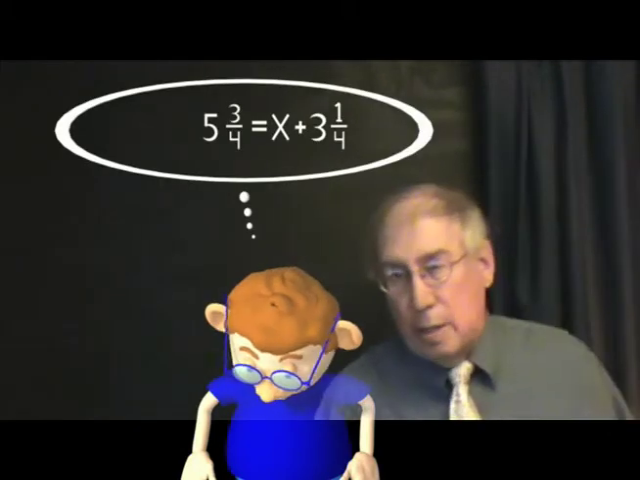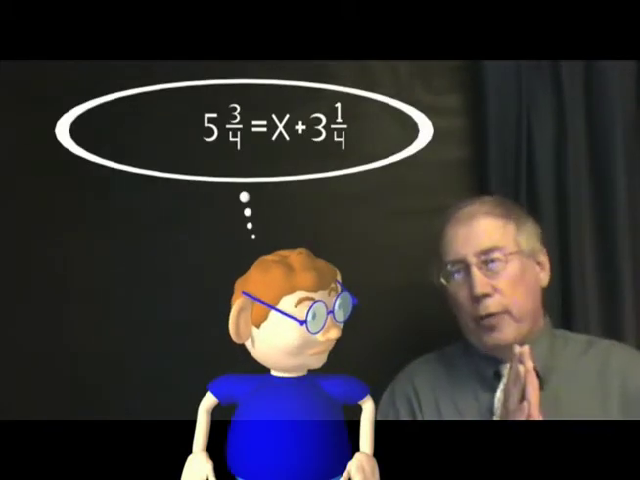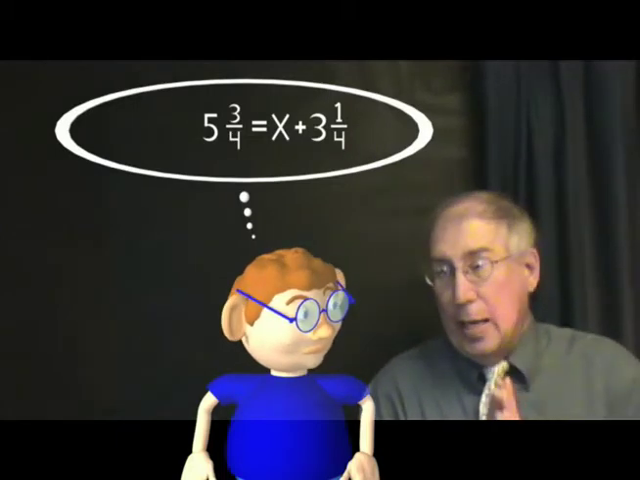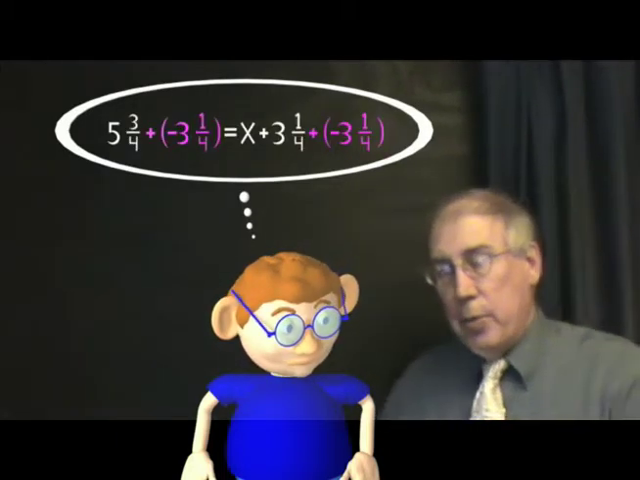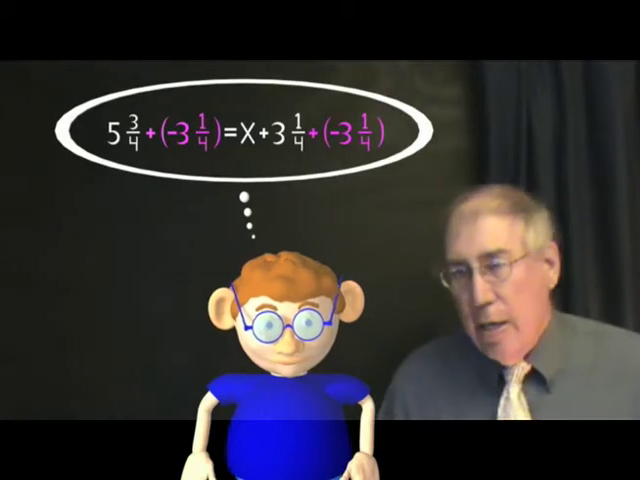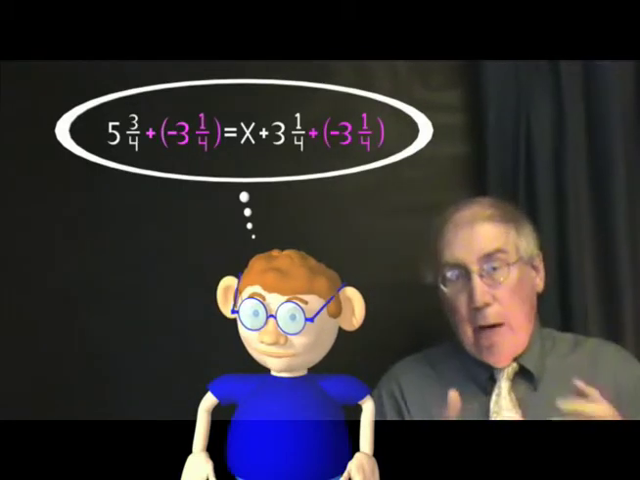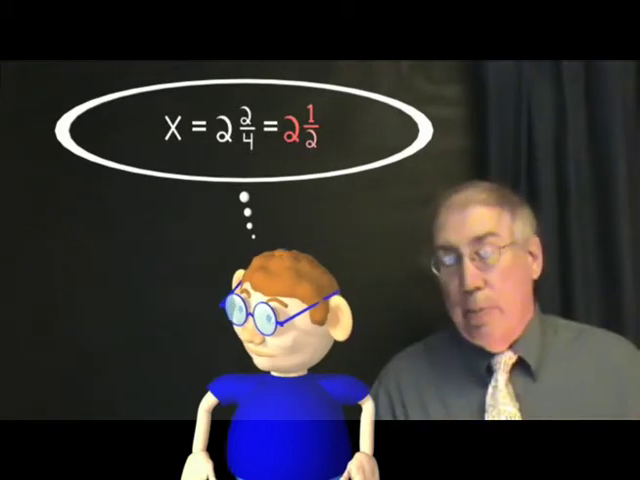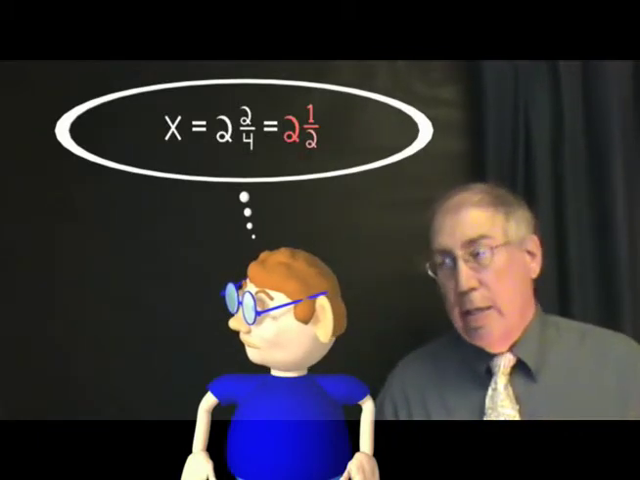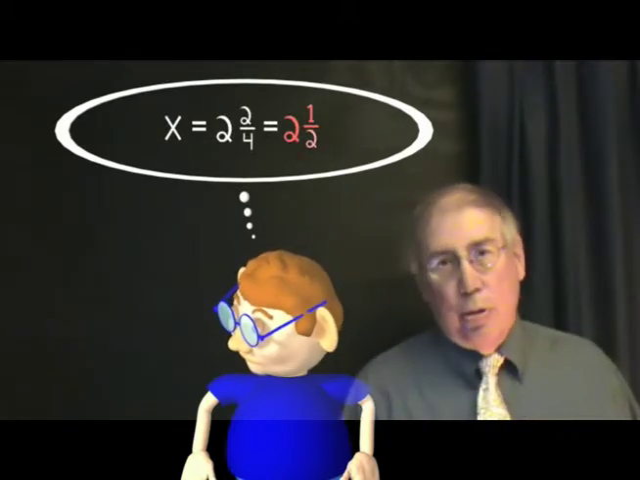Oh, this one here. Subtract 3.25 from both sides. And on the right-hand side, we'll get x. On the left-hand side, we're subtracting a negative 3.25 from 5.75. That's just going to be 2.25, and that reduces to 2.5.